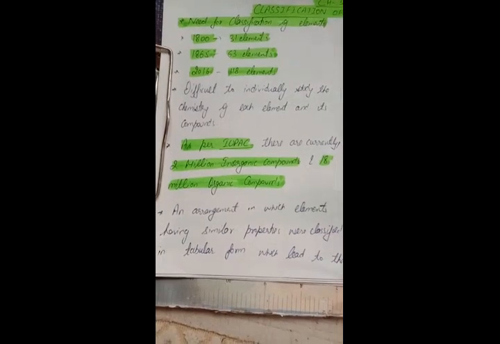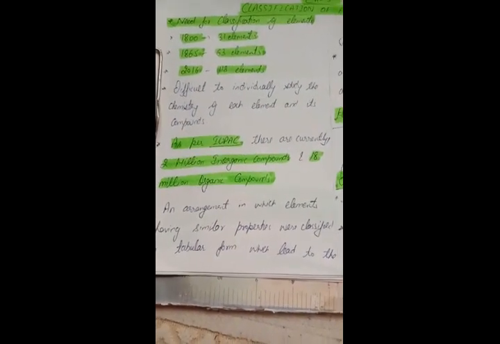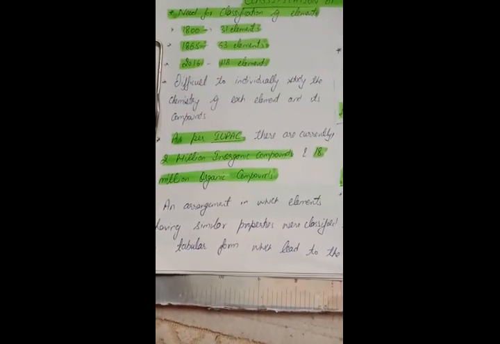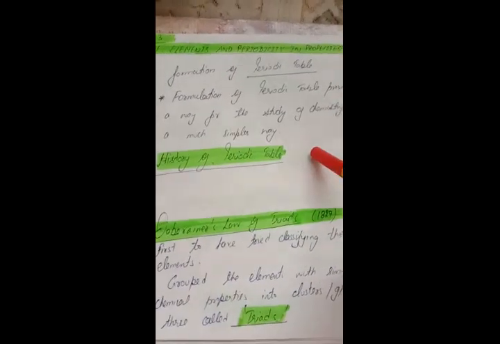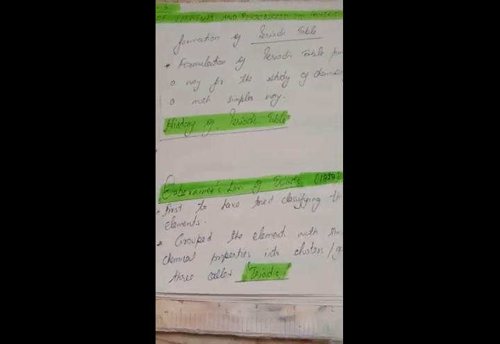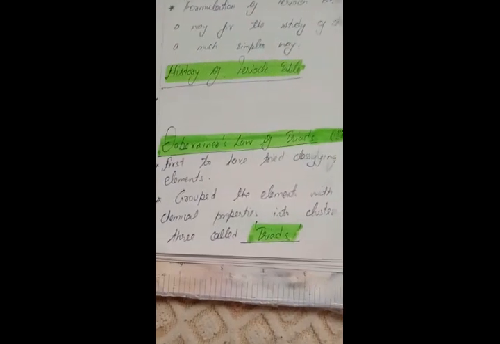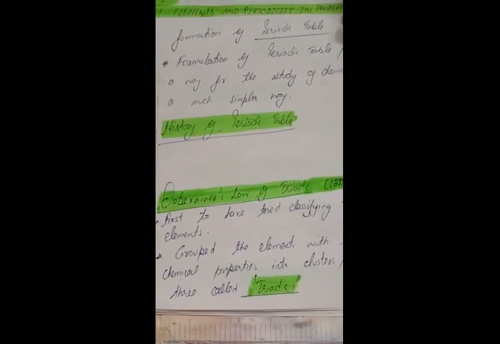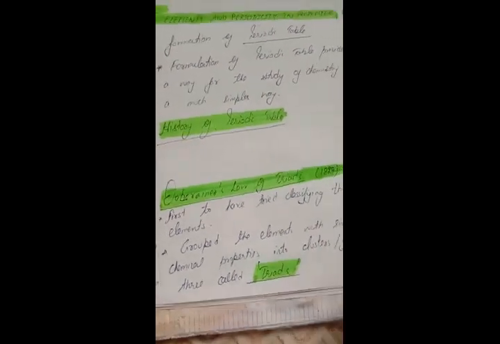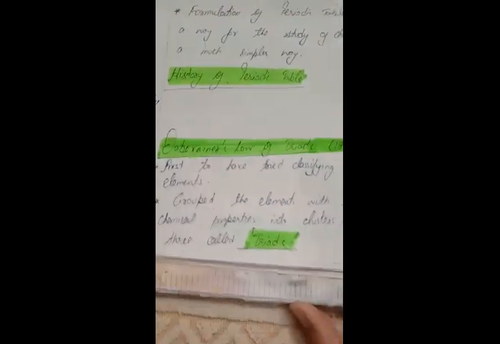So, an arrangement. Now what do you mean by periodic table? The periodic table is an arrangement of elements in which elements with similar properties are arranged in a tabular form. The formation of the periodic table provided a way to study chemistry in a much simpler way. I don't have a whiteboard at my home during this lockdown period, so I have to work on these A4 sheets like this. I hope it will be clear to you.